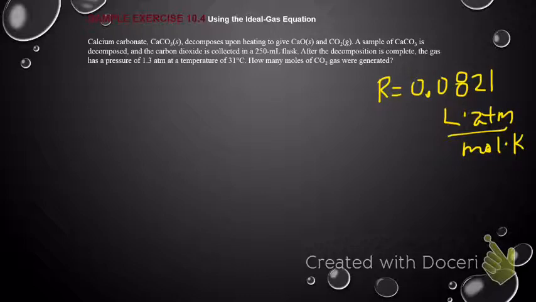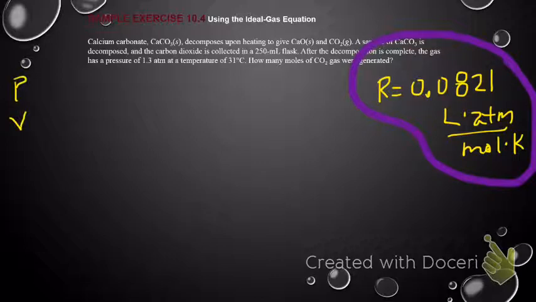First off, you'd have to look up on a table what the gas constant is, and I've given that to you over here. So R is equal to 0.0821 liters atm per mole Kelvin. Now we have to just write out our table, our PV-nRT table. I'm not skipping any steps here.